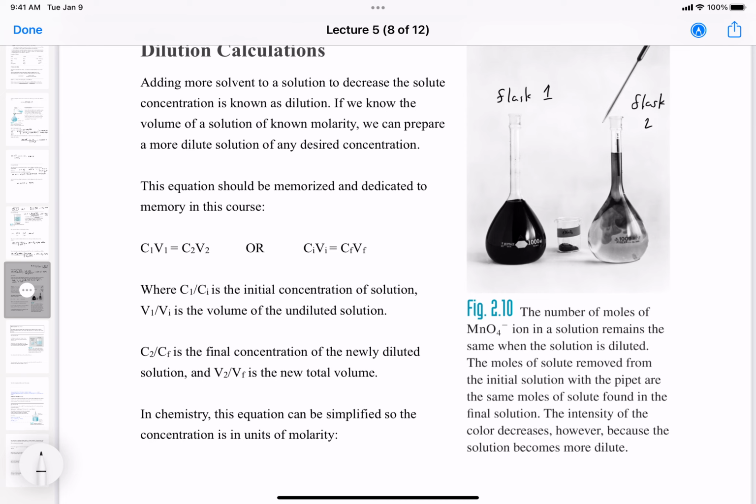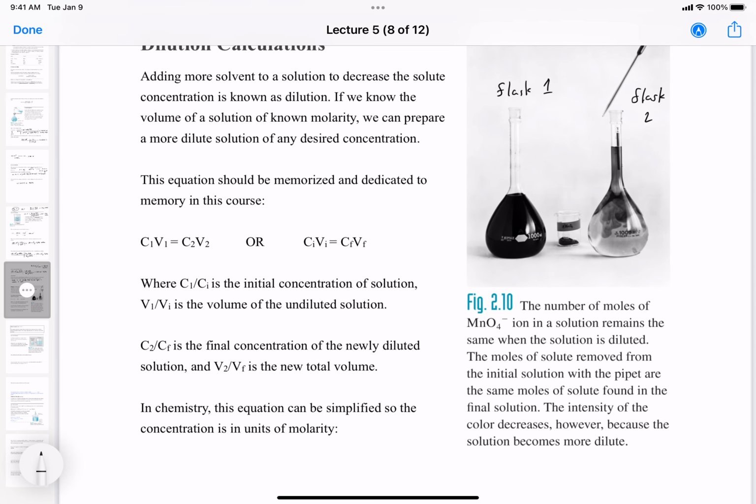What I mean is that when I take a volume from flask 1, there are going to be some moles of solute in my pipette, because I put some of the first solution in the pipette. So when I add that to flask 2, the number of moles in the flask is going to be equal to the moles that were taken up in the pipette. So even though I dilute it with water, the number of moles remains the same. Okay? So that's what that is talking about.